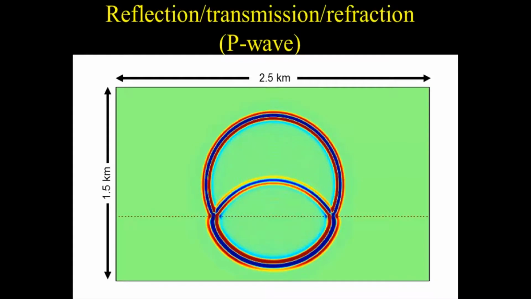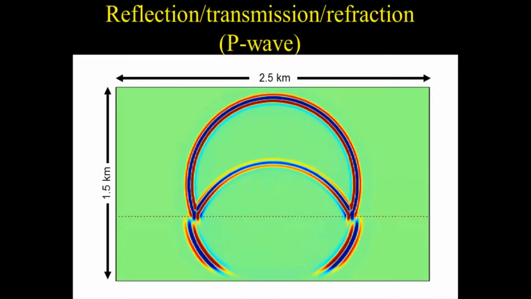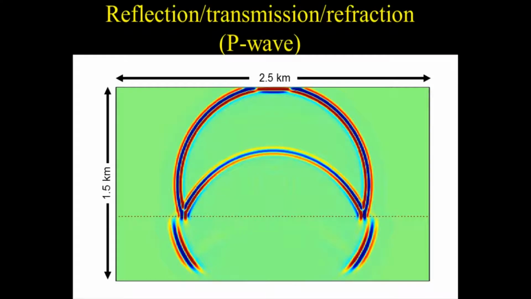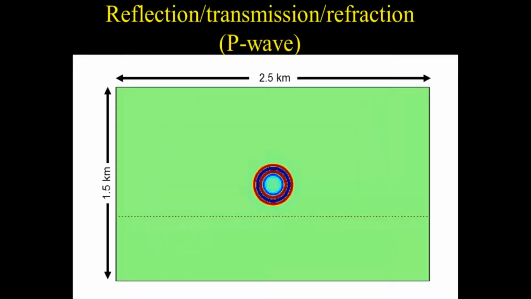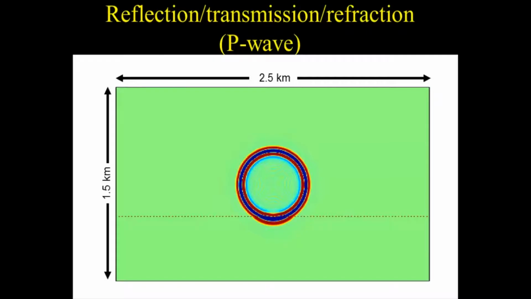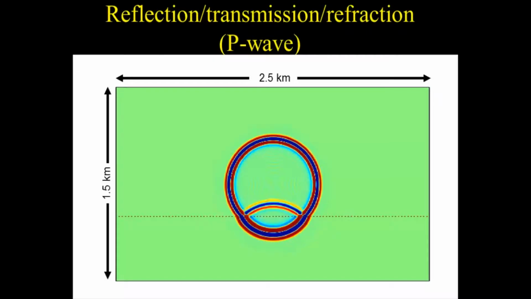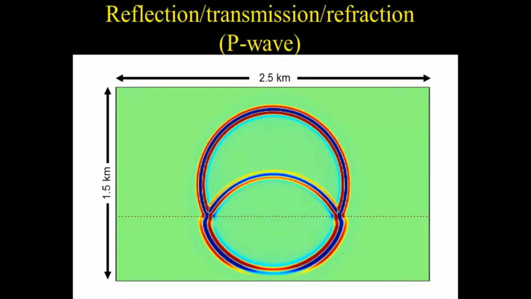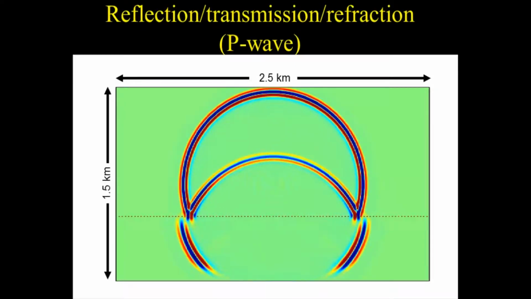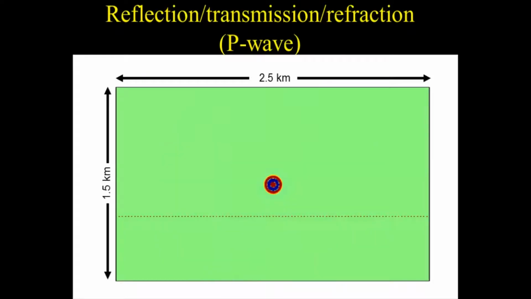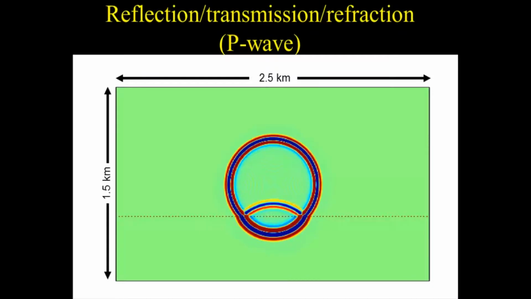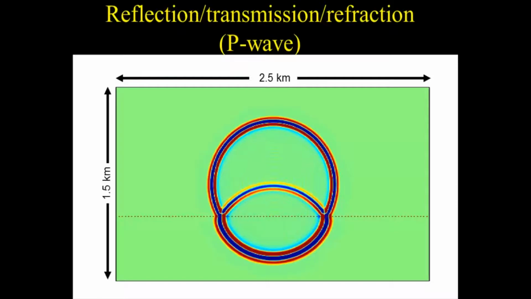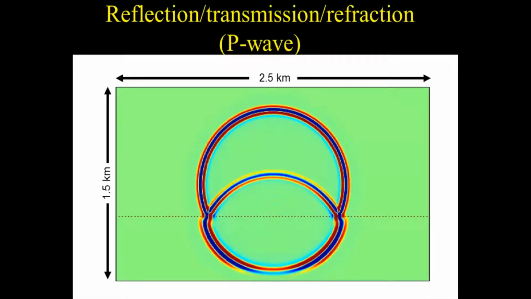Assume that an explosive source, as shown here, generates a P wave, which propagates in the top half space. When the wave reaches the interface between the two half spaces, part of its energy returns to the half space from which it came. This process is called reflection. The remaining energy enters the second medium. This process is called transmission. Let's watch.